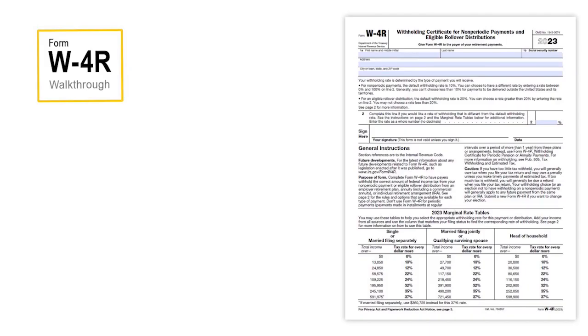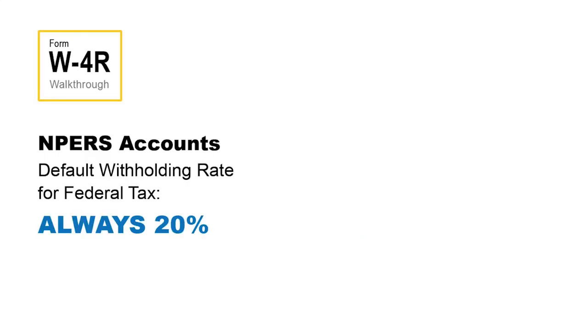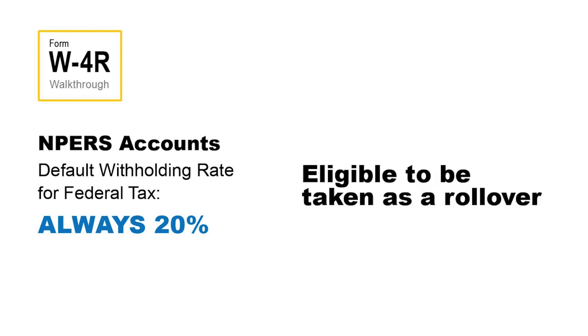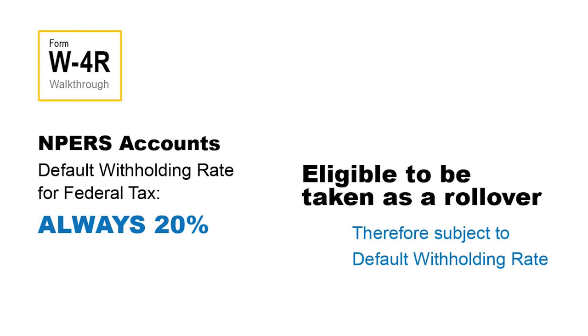Next, let's go over the information on withholding rates presented in the next section of the form. For NPERS accounts, the default withholding rate for federal tax is always the same, 20%. This applies to non-periodic payments discussed in the first bullet point as well, because the money is coming out of an NPERS account. All funds held in an NPERS account are considered eligible to be taken as a rollover, and are therefore subject to the default withholding rate of 20% discussed in the second bullet point.